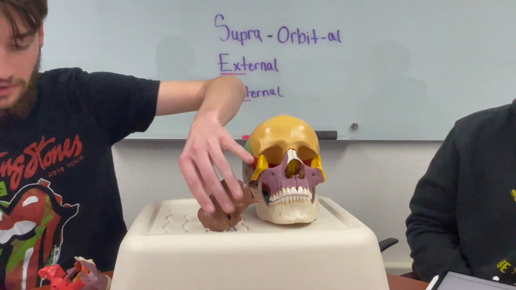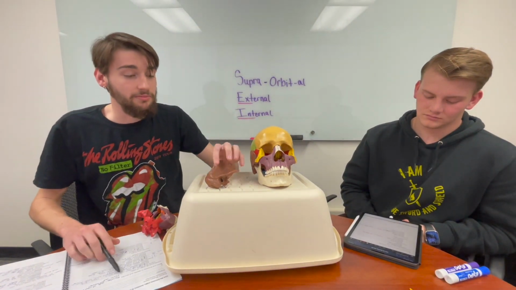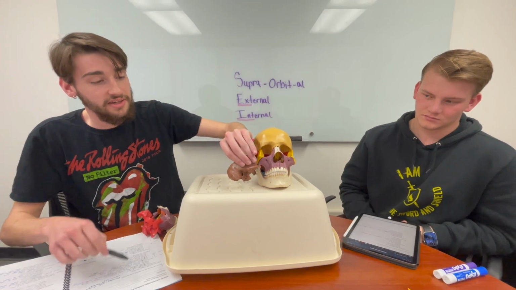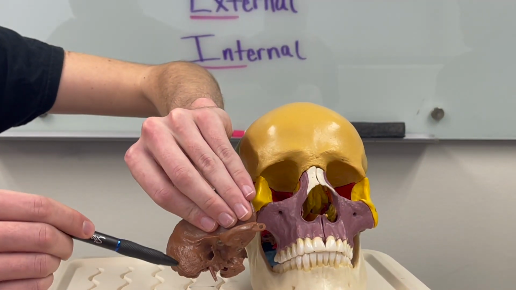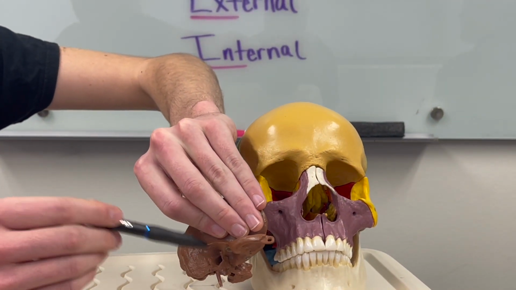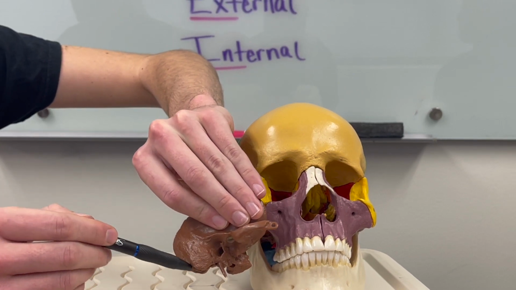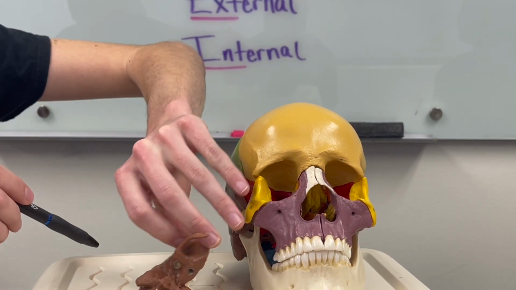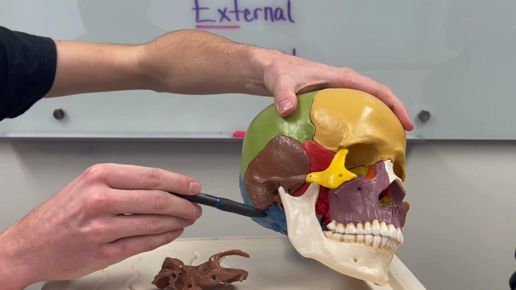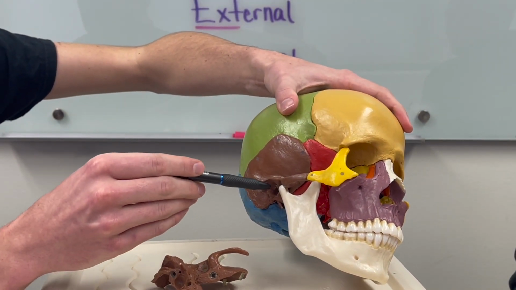So, next we've got the mastoid process. The mastoid process is this massive looking process that's out next to the external acoustic meatus. It also kind of looks like an asteroid, right? Mastoid, asteroid. It sits right there next to the external acoustic meatus.